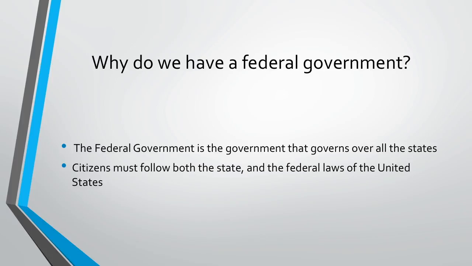So the first question to ask is, why do we have a federal government? Does anybody know? Well, the federal government is the government that governs over all the states. You might say that the government of the state governments is the federal government. But we as citizens must understand that we have to follow both the state and the federal laws of the United States. In some cases, these laws are a little bit different, but in other cases, they're pretty much the same.